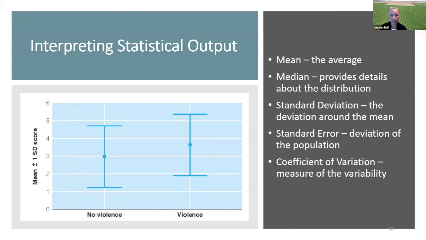So for example, if this dot is your mean, these are standard deviations. It shows you how much variability there was within that data within the field. And you do want to have those standard deviations as close to the mean as possible. If you have outliers within that field, you will be able to pick that up by the standard deviation. The standard error is the deviation of the population, and then the coefficient of variation is a measure of the variability. And that's also a very strong descriptive statistic that we can use for our field plot research.